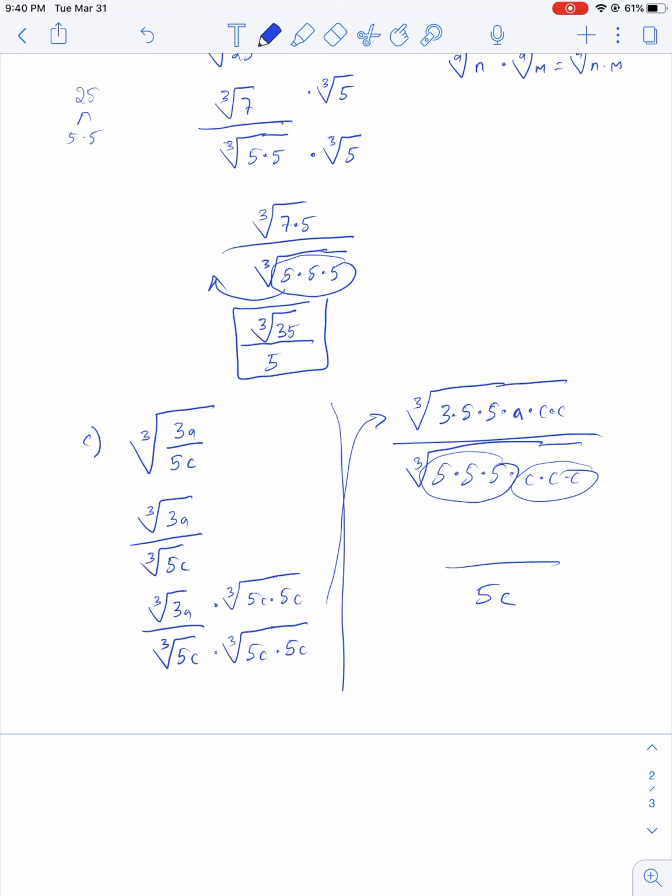On the top, I can't pull anything out at all, right? So I just multiply those numbers, right? 5 times 5, 25. 25 times 3 is 75. So 75a. And then I got c to the power of 2.